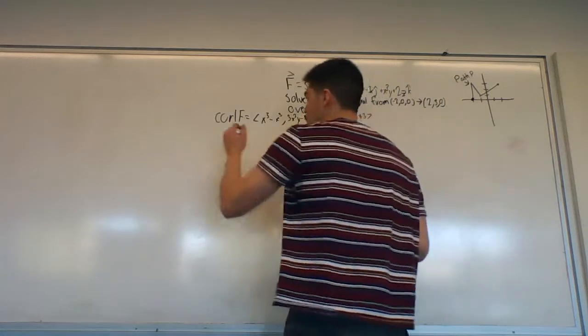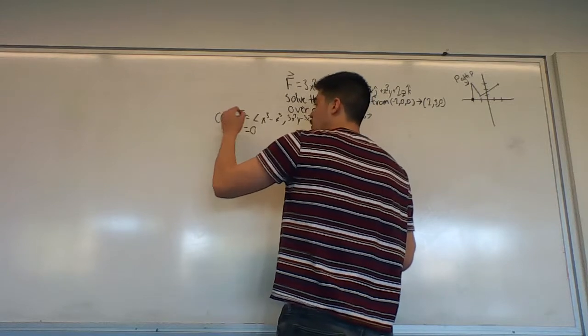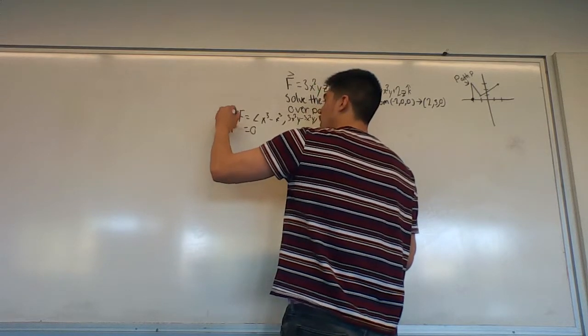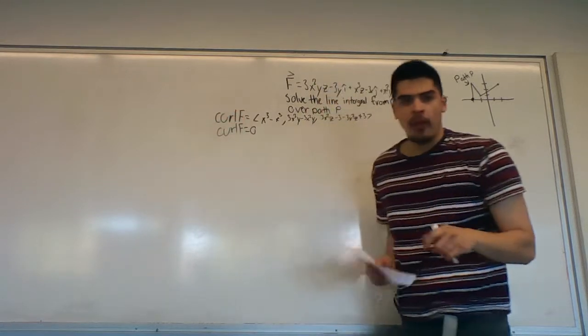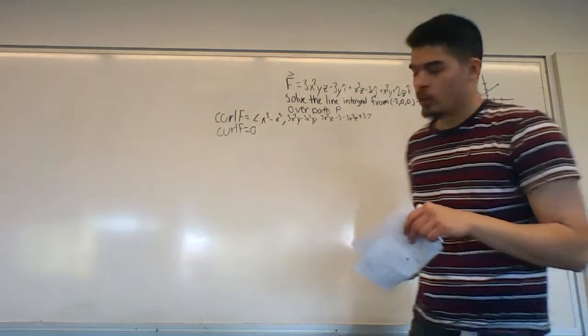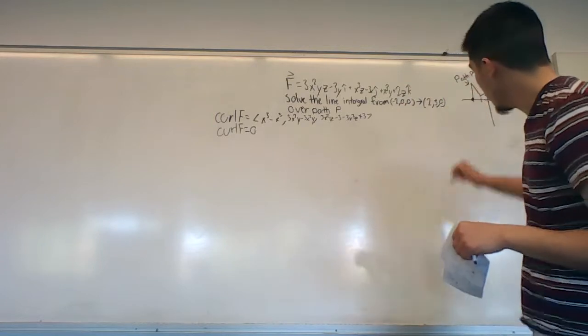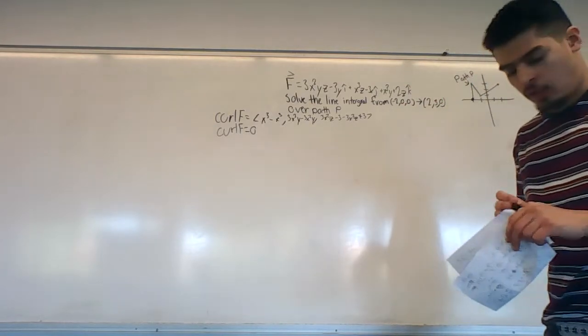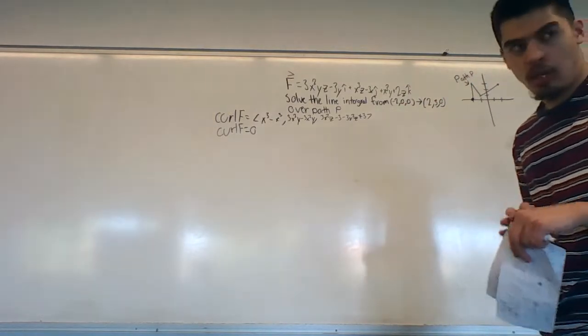And this is also equal to 0. So the curl of f is equal to 0. And since the curl of f is equal to 0, that means f is a conservative vector function, and we can negate path p since it is a conservative vector function. It is not path dependent.